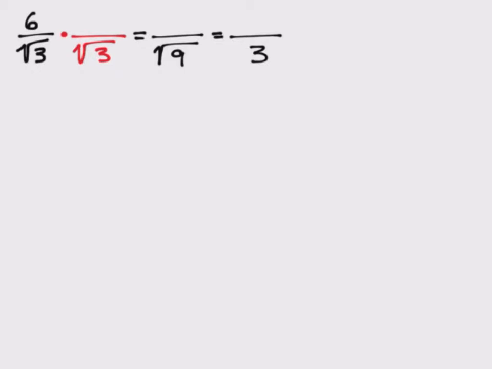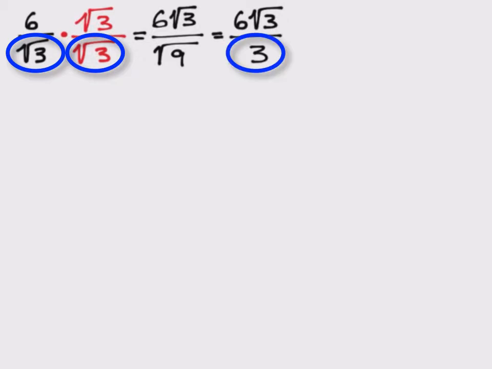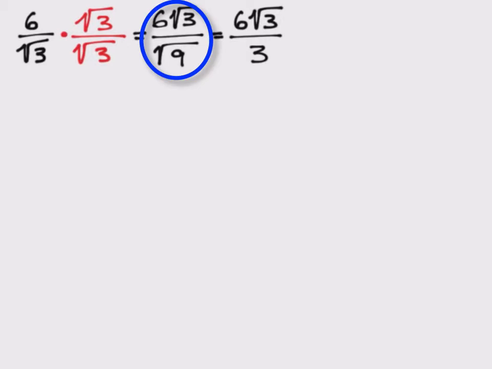Now, of course, since we need to come up with an equivalent fraction, we need to make sure to multiply the numerator and denominator by the exact same thing. So we'll multiply this original fraction by the square root of 3 over the square root of 3. And that gives us 6 root 3 over 3. Another way to think about it is, by definition, the square root of 3 times the square root of 3 is 3. So if you'd like, you may certainly skip this middle step and go right from here to here. So we've successfully rationalized the denominator.